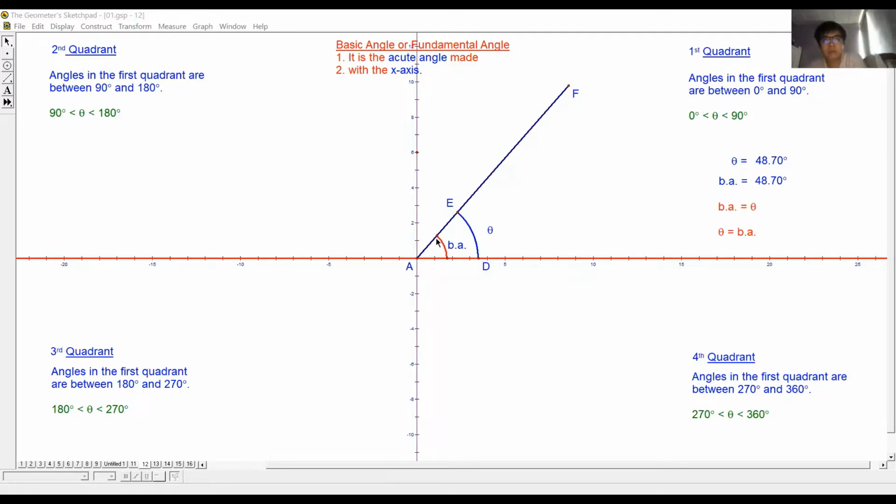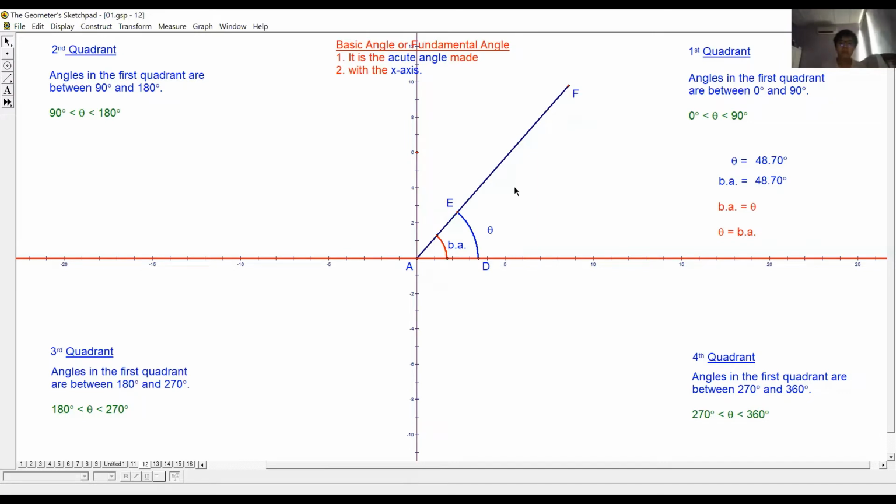In the first quadrant, look at this red line here, which is the x-axis. What is the angle made by the black line with the red line? It is this angle here. How much is this angle? It is 48.7. This is the original angle, and we call it theta.